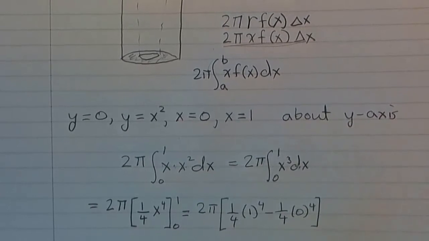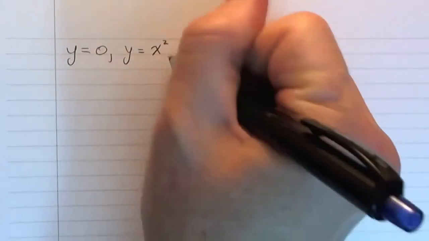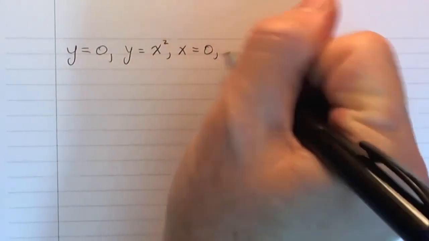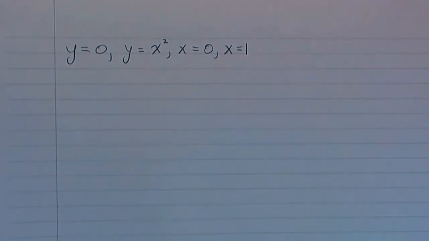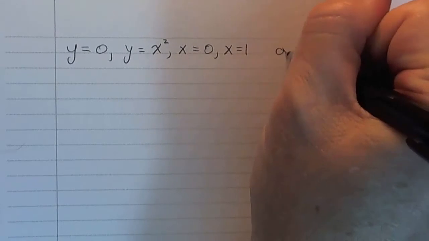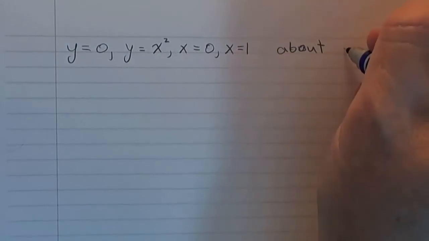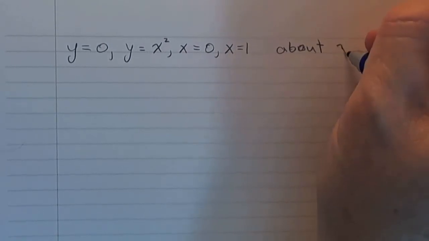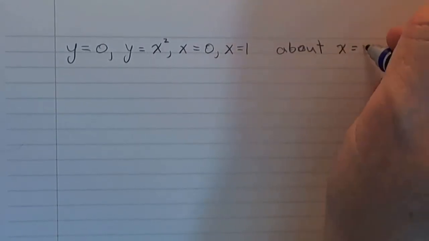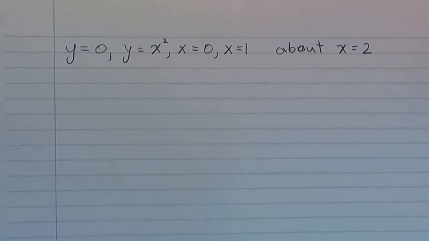Now, let's suppose that we take that same region. So we've got y equals 0, y equals x squared, x equals 0, and x equals 1. And let's suppose that we want to revolve that not about the y-axis, but about a different line. Let's suppose we want to revolve it about x equals, let's say, 2. Something like that. x equals 2.